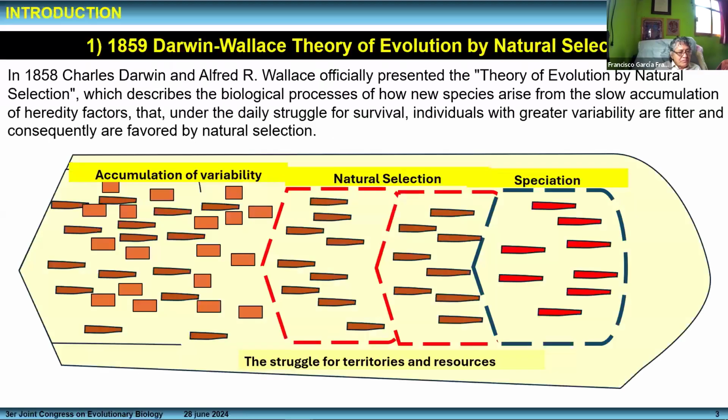Introduction. In 1858, Charles Darwin and Alfred Russel Wallace officially presented the theory of evolution by natural selection, which describes the biological process of how new species arise from the slow accumulation of hereditary factors, under the structural force of the environment, where individuals with greater variability are fitter and consequently are favored by natural selection.